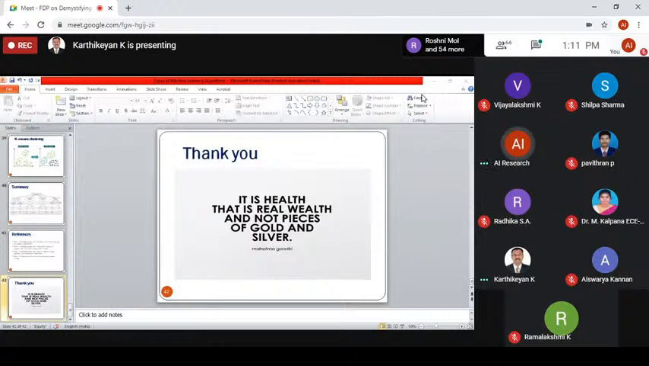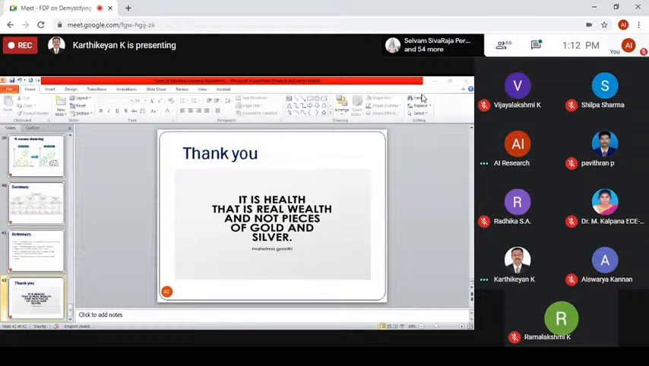Sir, Karthikeyan sir. Yes, sir. One question received from the participants earlier. Yes, what is feature engineering? Feature engineering. Whether he is asking about feature extraction?